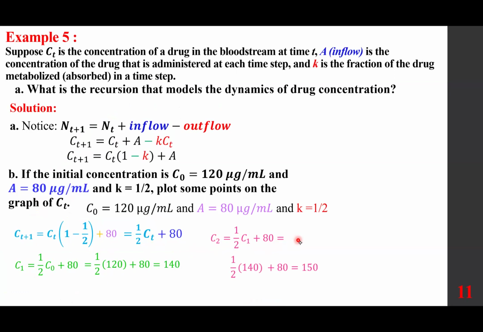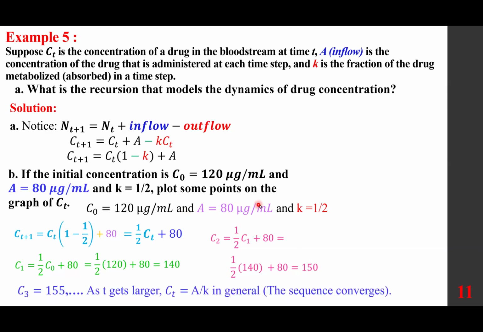Now, can anybody tell me what would be C sub 3? Half of this, 75, plus 80, 155. And here's the formula for it. C sub 3 is half of C sub 2 plus 80, everybody. Okay?